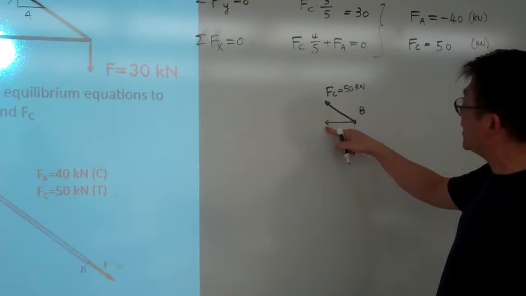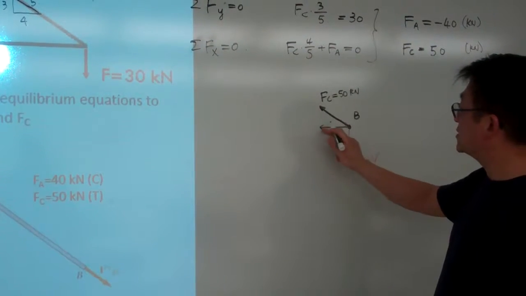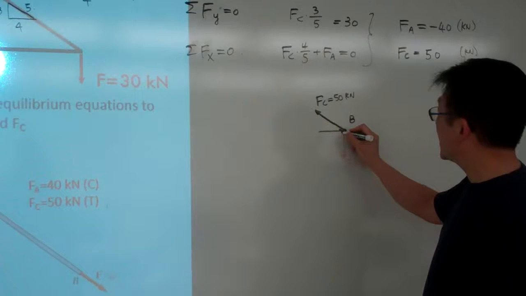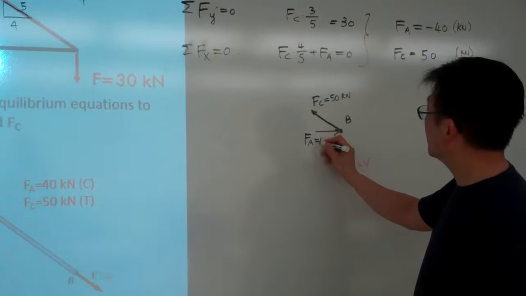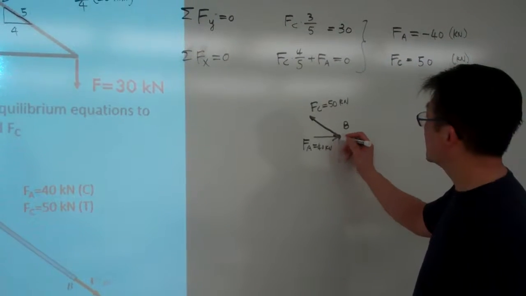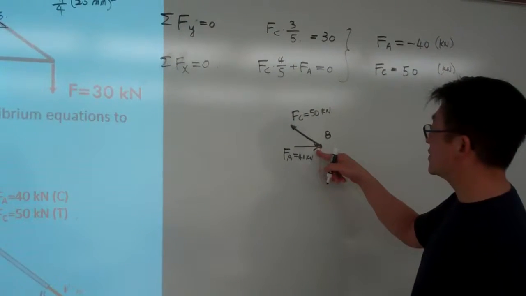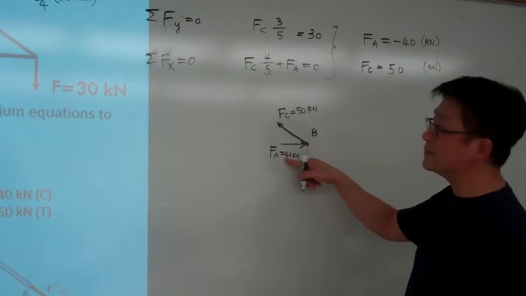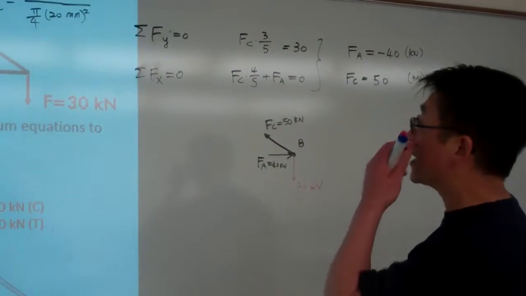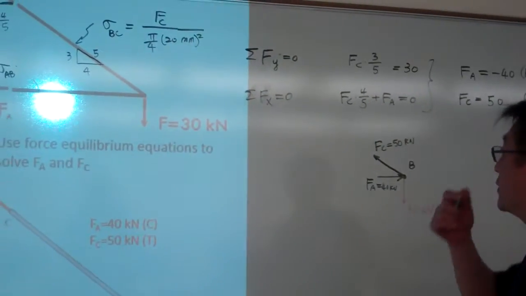So that means minus 40 in this direction is equivalent to 40 in the opposite direction. So Fa equal to 40 in this direction. Pay attention, I changed the direction and removed the negative sign from the magnitude. So now we got everything here, then we should be able to calculate.